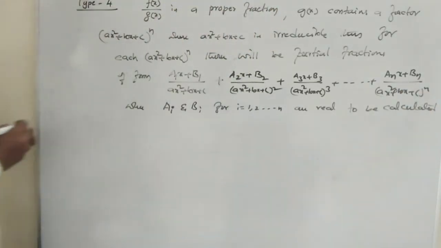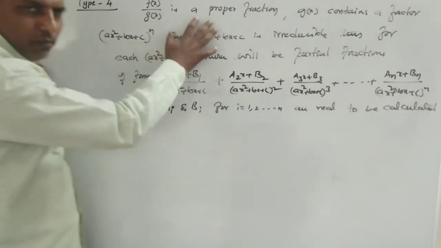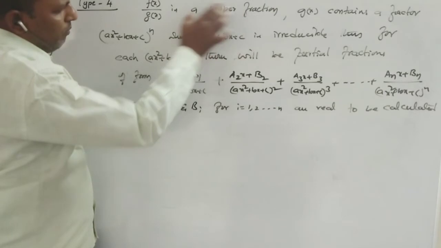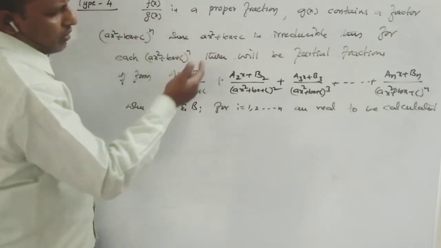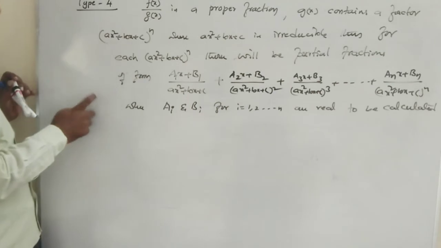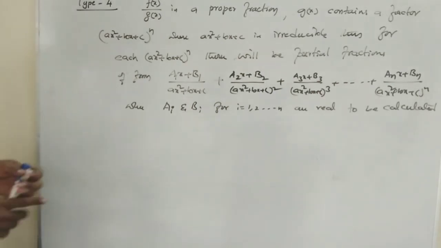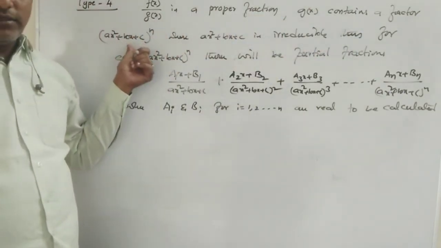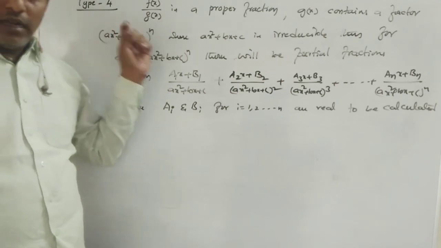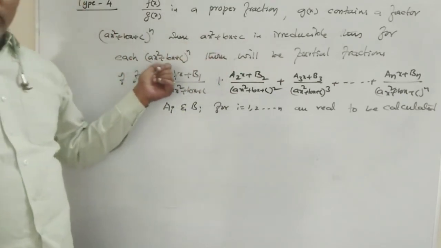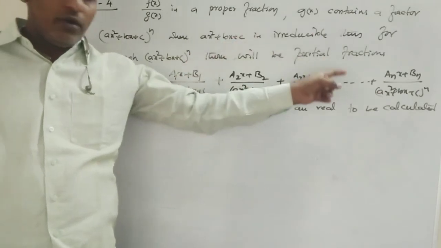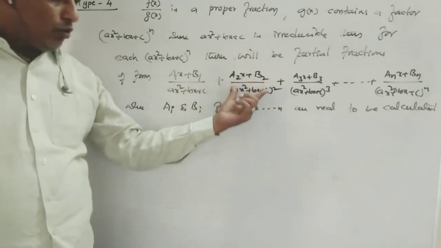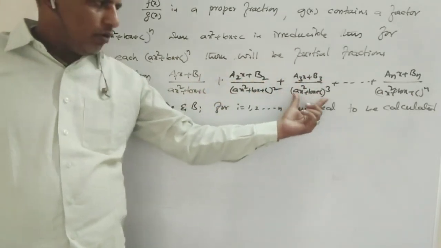This is the last type in proper fractions, where the proper fraction is resolved into partial fractions. For example, is it clear? F of x by g of x is a proper fraction. G of x contains a factor like this, where ax square plus bx plus c is irreducible. Then, for each ax square plus bx plus c whole to the power of n, there will be partial fractions of the form a1x plus b1 by the single term, a2x plus b2 by whole square, a3x plus b3 by whole cube.